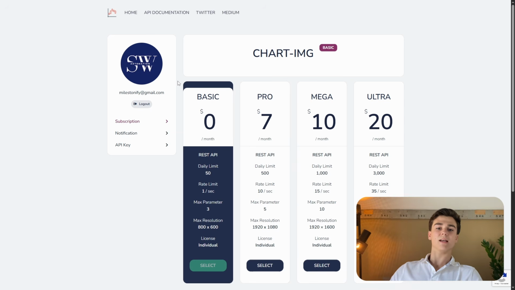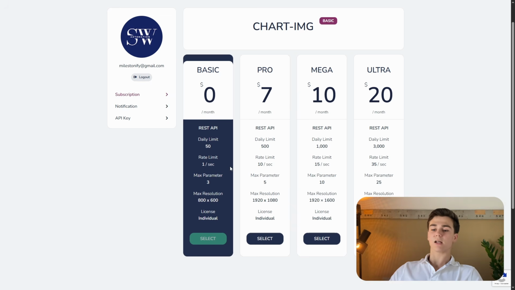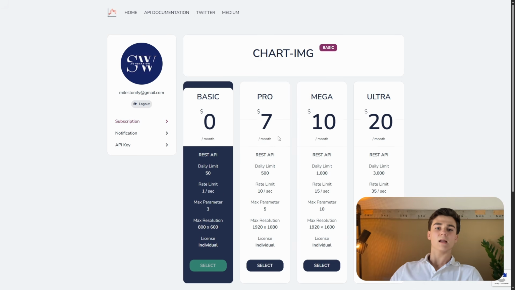So if you stay on this basic plan, then the full 5 years of the long-term analysis won't be in one chart. And a fix of this is just by going to the Pro plan, because here you will get the max resolution of 1920 by 1080, and then the full 5 years will be visible in one picture.